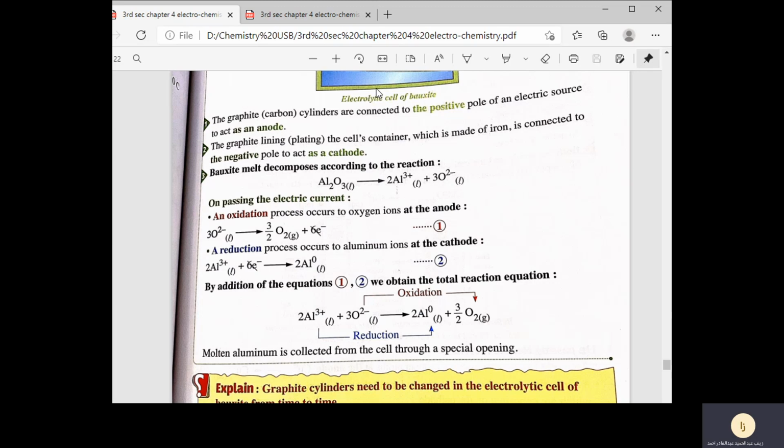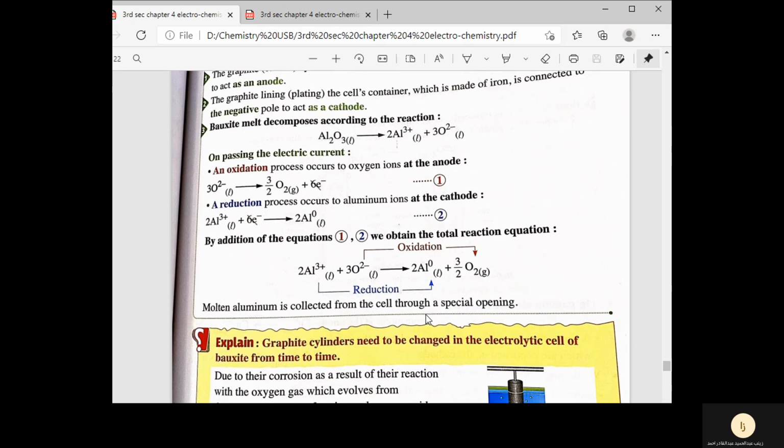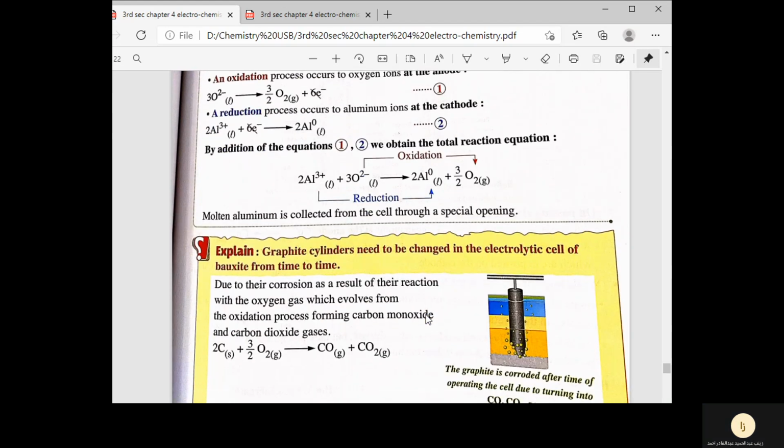طيب الألومنيوم هنجيبه منين بقى؟ في فتحة اهي في الكونتينر, it will be a method for collecting melted aluminium. Okay. طيب. Molten aluminium is collected from the cell through the special opening.